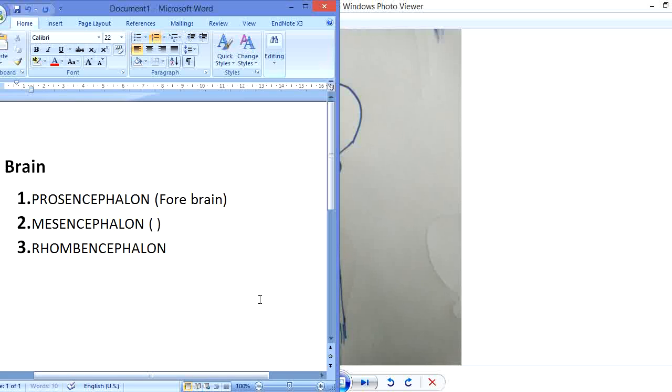The mesencephalon is the midbrain, and the rhombencephalon is the hindbrain. So the combination of forebrain, midbrain and hindbrain, or prosencephalon, mesencephalon and rhombencephalon, make out the structure of the brain.